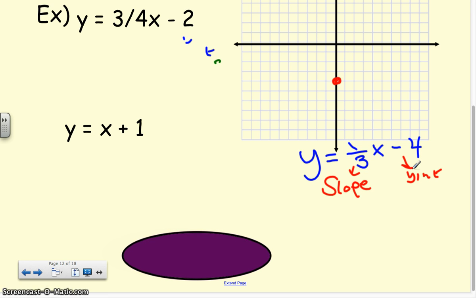Now I'm only dotting it so we can see what I'm doing on the video online. Okay, up 1 over 1, 2, 3. Up 1 over 1, 2, 3. There is my line. Okay.